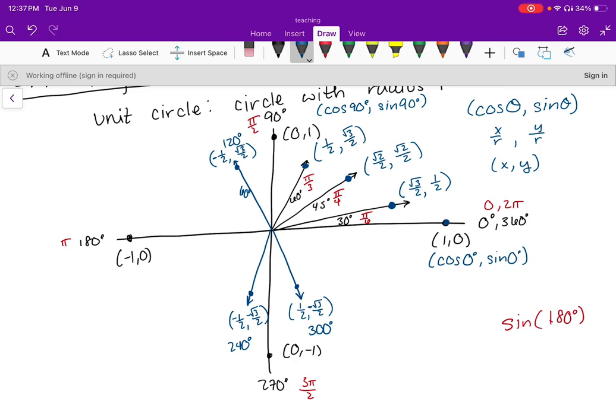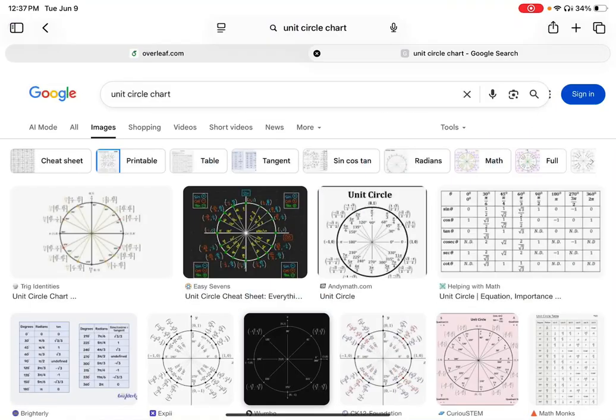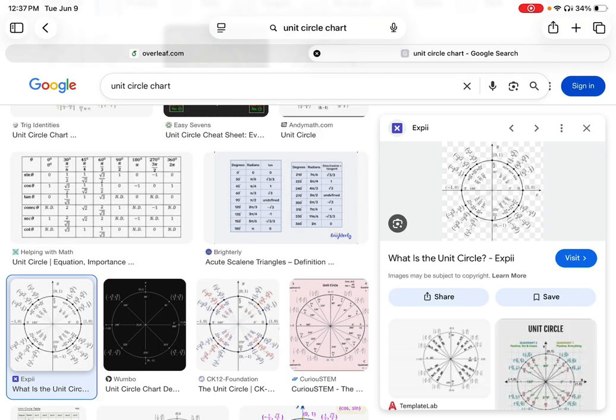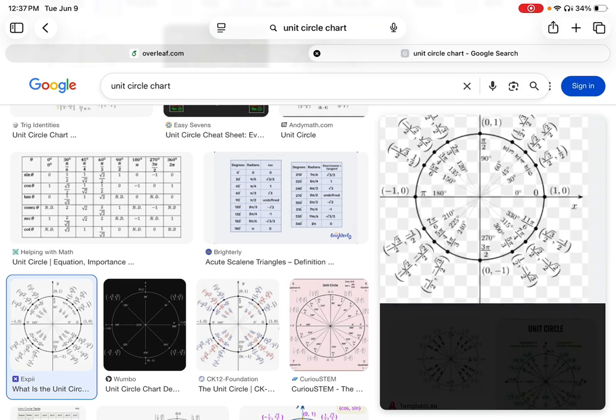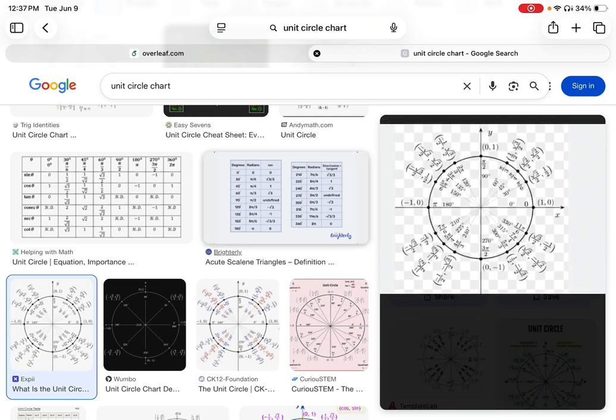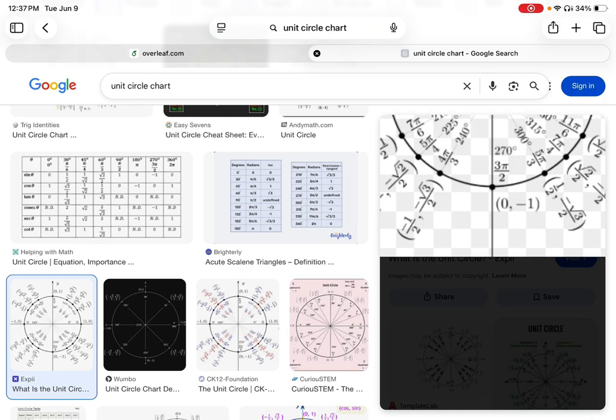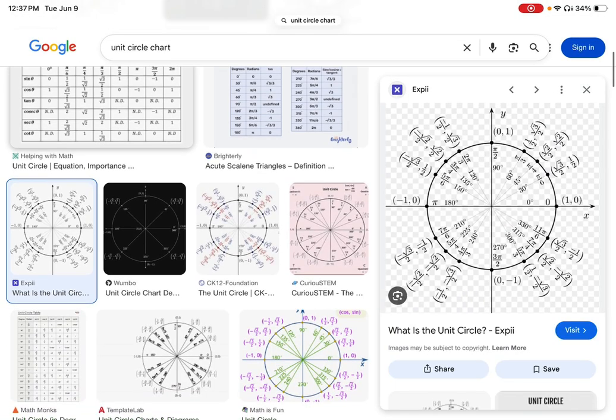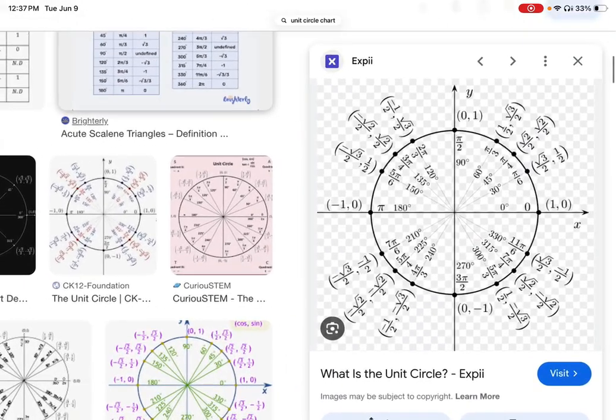I could draw out this whole thing for you, but I'm just going to go ahead and look at a picture of it. I think it'd be a little bit easier. This one's kind of nice. Can I make it bigger than that? It's just zooming in on the side. There we go.